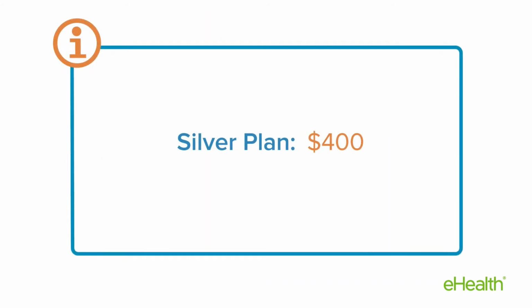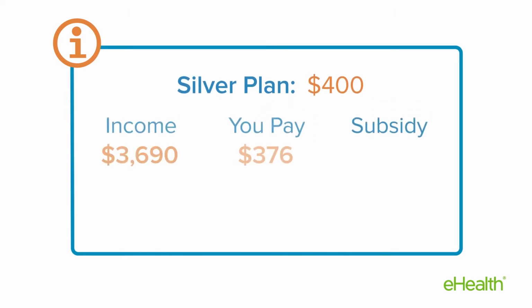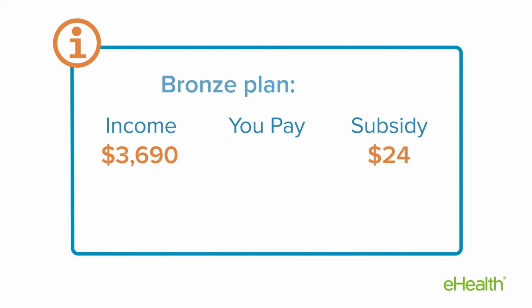So let's run it again. The second least expensive silver plan costs $400 a month. At your income, you can spend no more than $376 per month on that plan. That means your subsidy is worth $24 per month. So if you wanted to buy a cheaper bronze plan that costs $300 a month, you would use your $24 subsidy to lower the cost of that bronze plan to $276. And remember, if you're confused or have any questions, you can always give us a call.